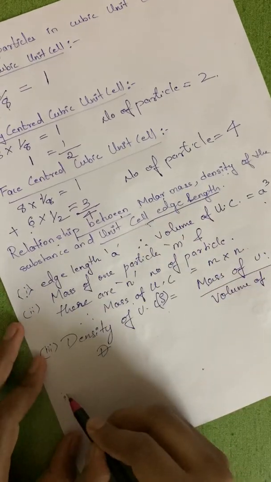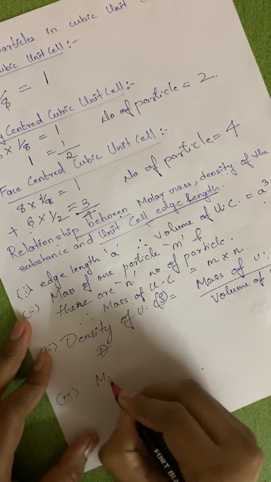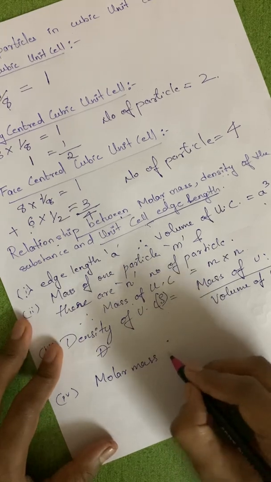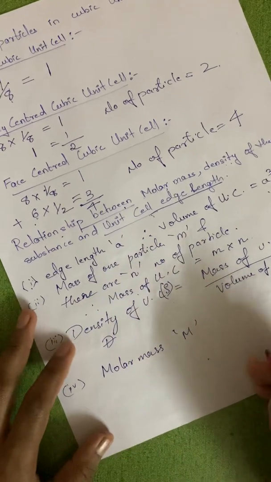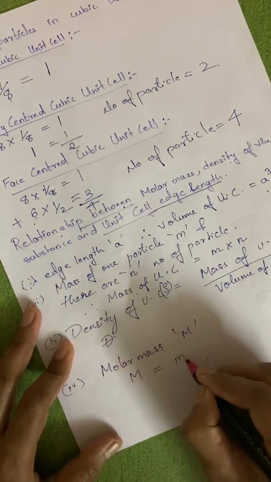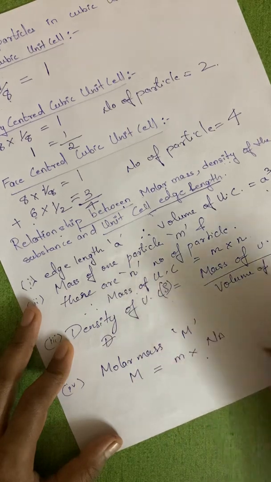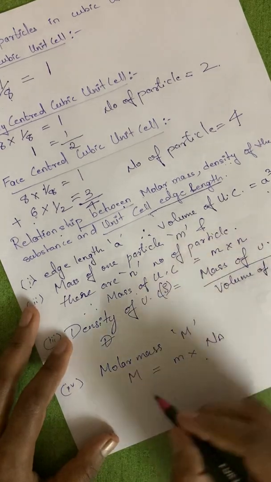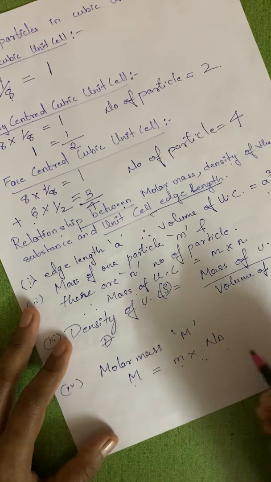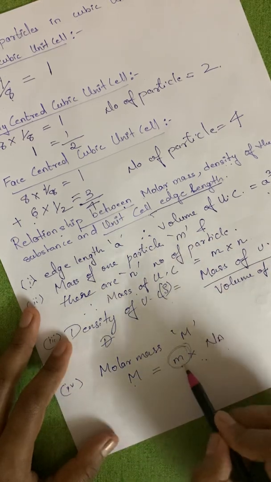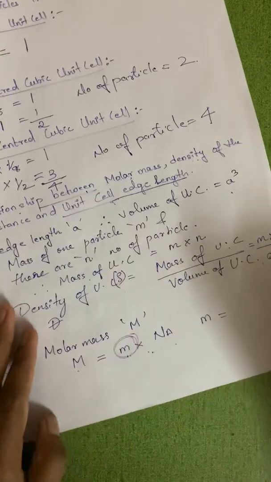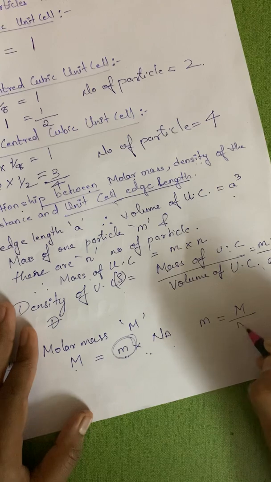So if molar mass is given by capital M, then I can say that molar mass M is equal to m into Avogadro's number, which we have learned in earlier classes. Molar mass is nothing but mass into Avogadro's number. So from this I can derive the expression of m. What is m equal to? m is equal to capital M upon Na.